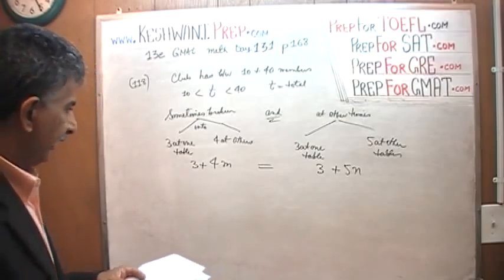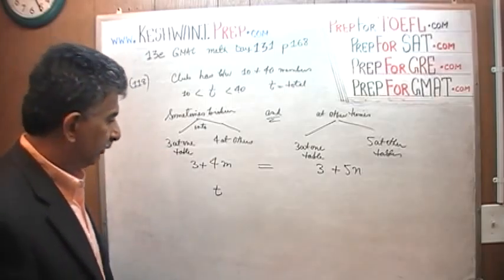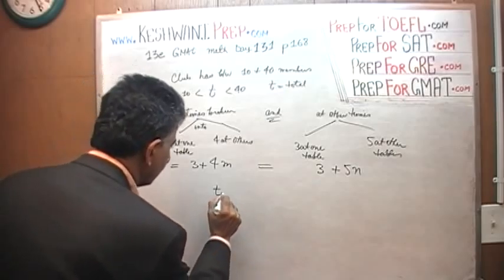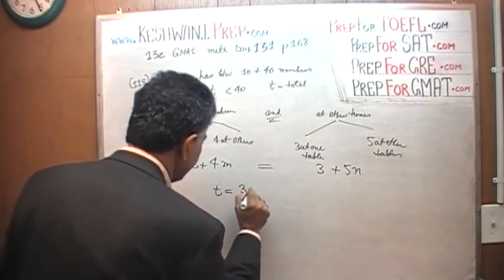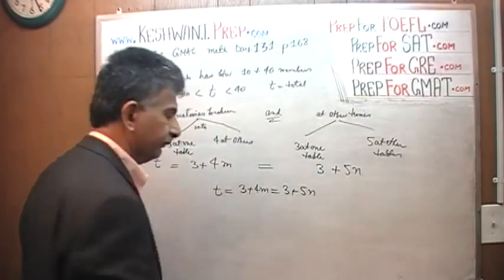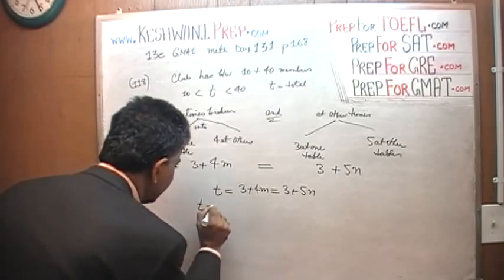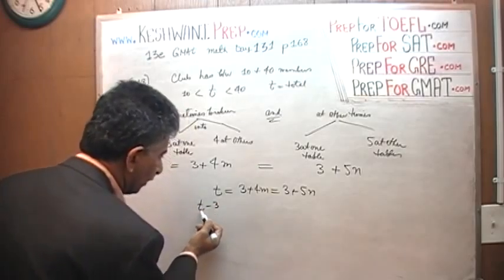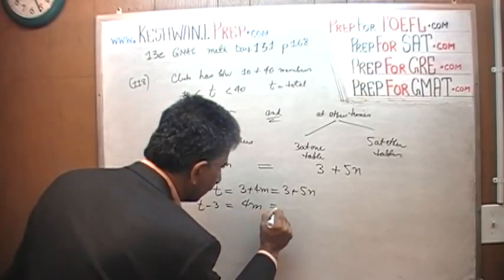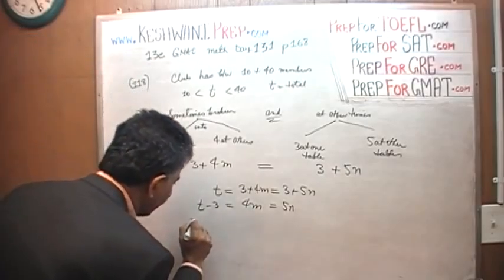What that tells us is that if you take our total number of people, this equals T. Let's put it together nicely. T equals 3 plus 4 times M, and it also equals 3 plus 5 times N. In other words, if you subtract 3 from the total number of people, that should equal 4 times M, and it should also equal 5 times N. What does this tell us?